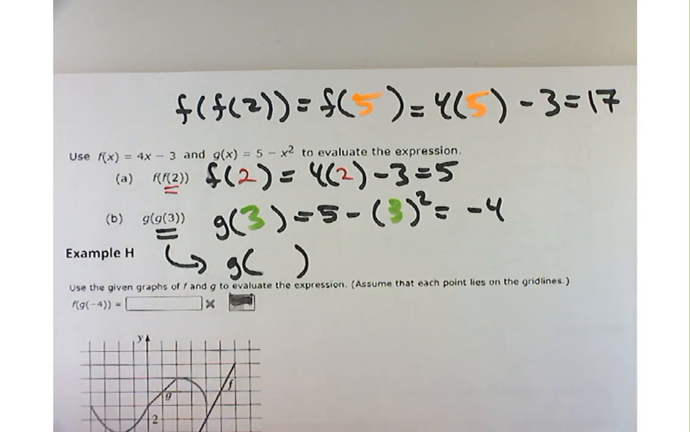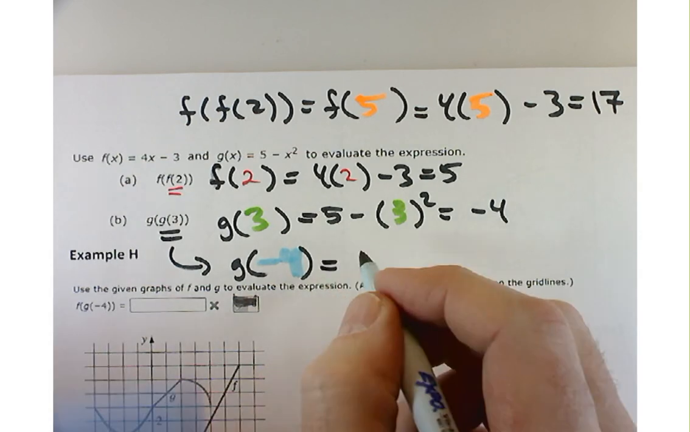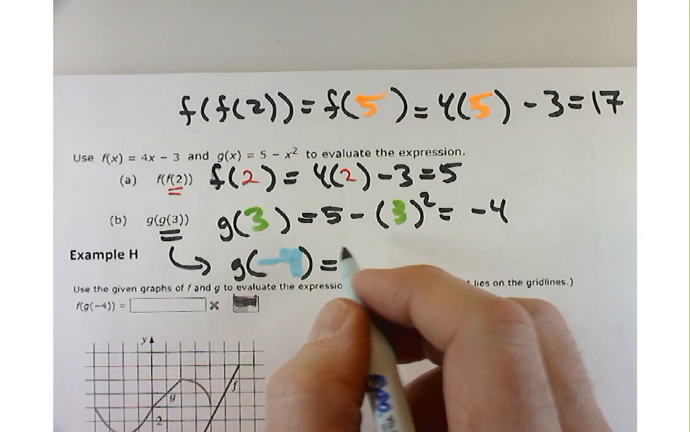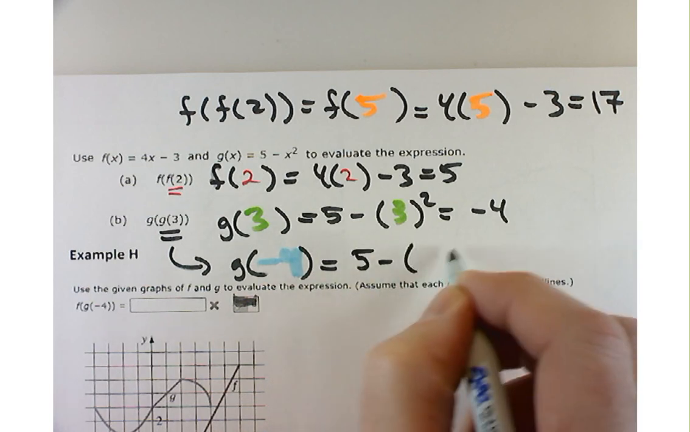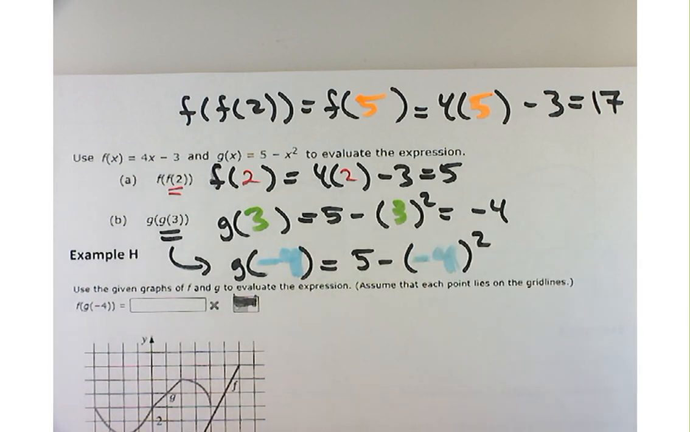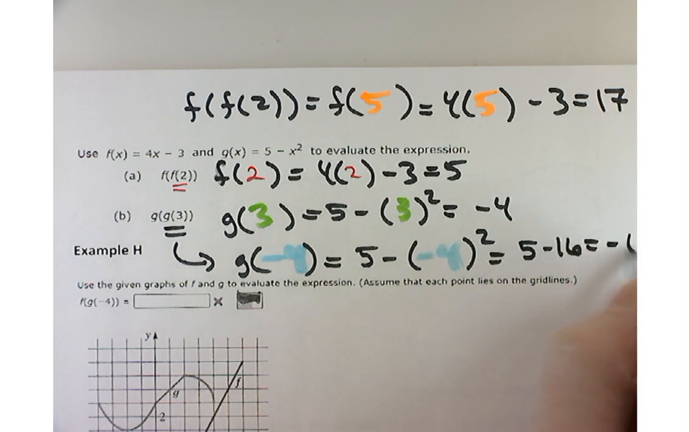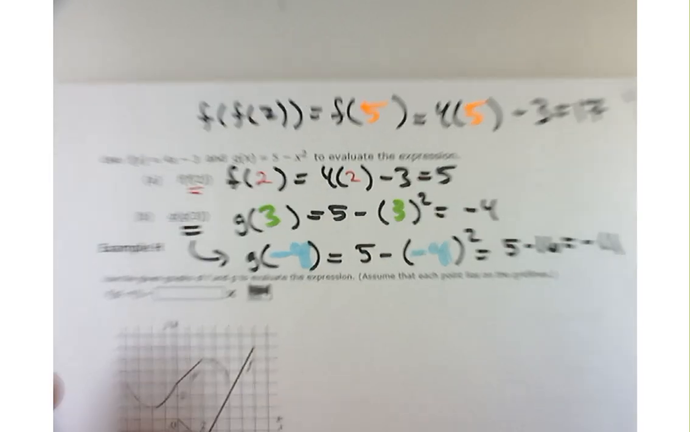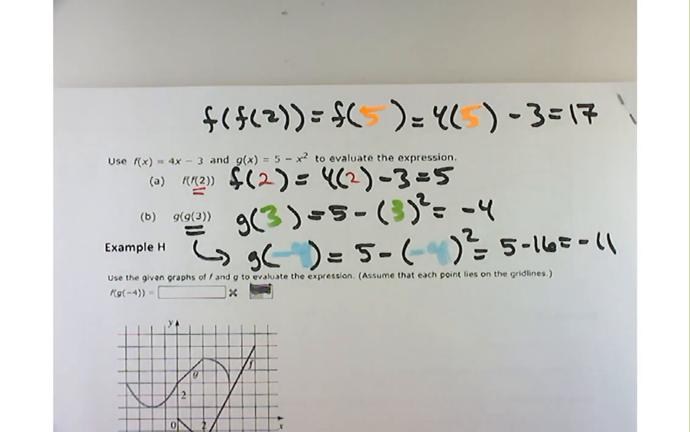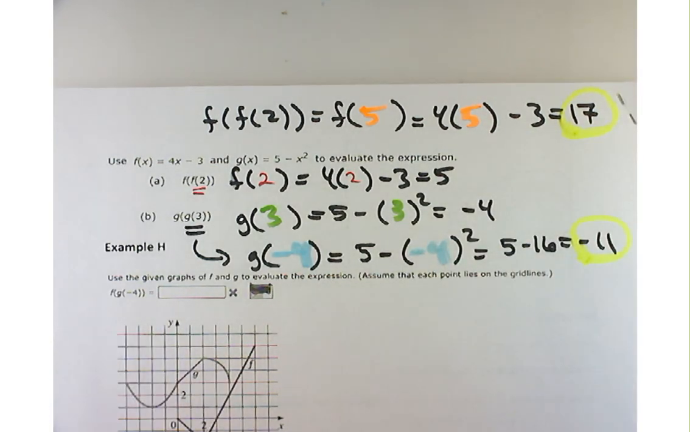So now I can write this as and figure out, well, what's g of -4? Go back to the rule for g. That's going to be 5 minus -4 squared, which is going to be -11. -4 squared is 16. It's not -16. -11. So that's your answer for that one. So here's the answer for the first one. There's the answer for the second one.